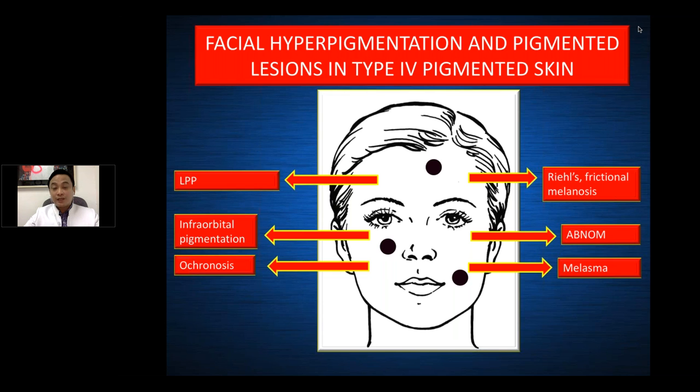We have a few cases also in the Philippines. It is usually a brownish to grayish black pigmentation on the forehead, and this may be associated with frontal fibrosing alopecia.